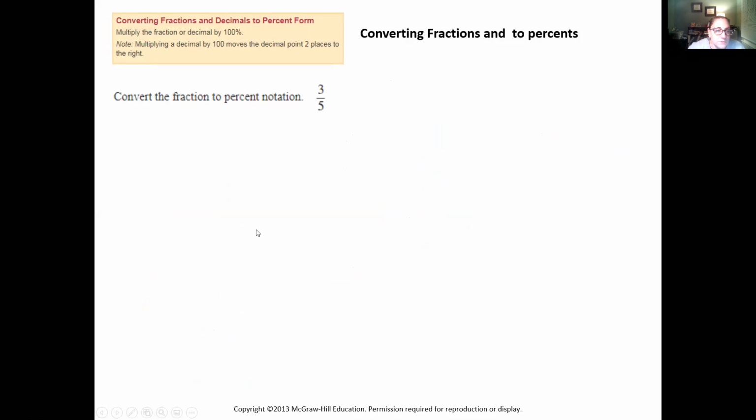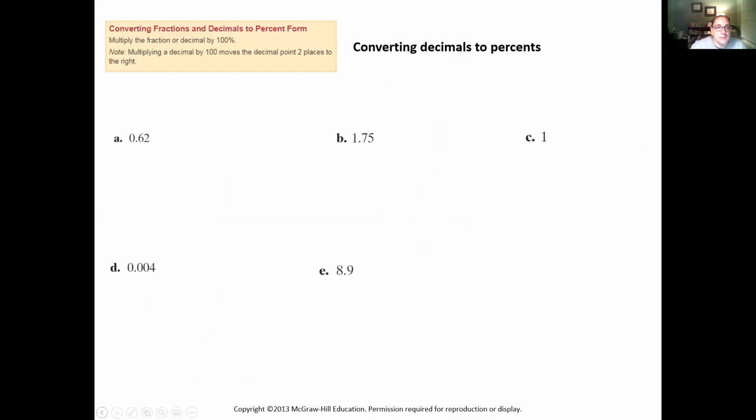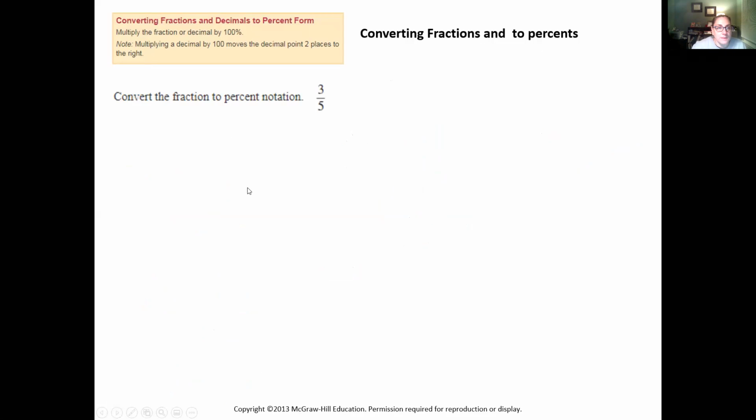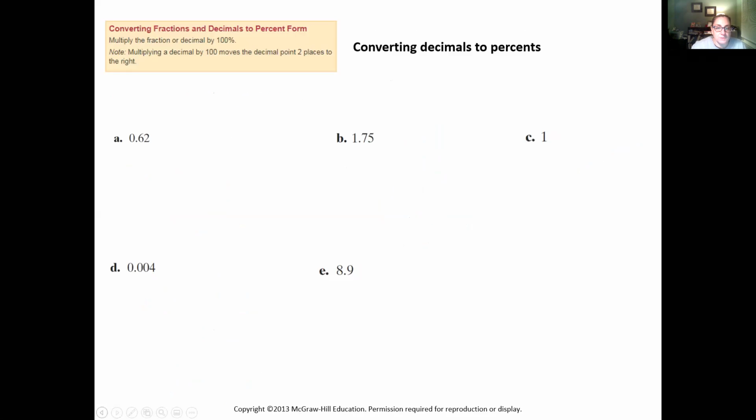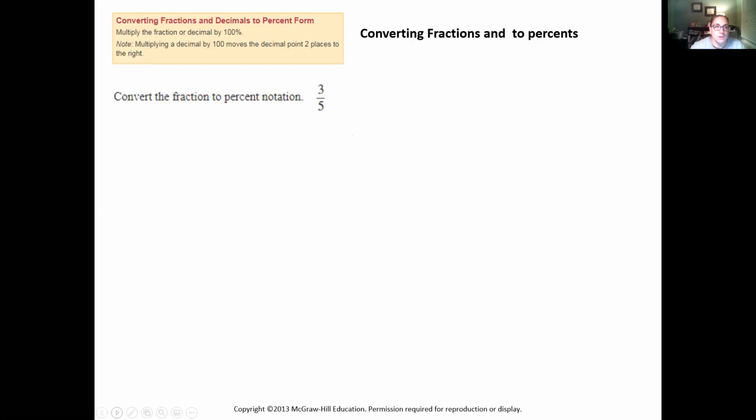So convert this fraction to percent. So now we're going from converting fractions and decimals to percents. So now taking this fraction and putting it into a percent. Right, so here, these were decimals to percents. Easy, move it 2 to the right. Now we're going to turn fractions into percents. So we're really just adding one little step to it. So for example, 3/5 times 100 over 1, and you would get 60%.